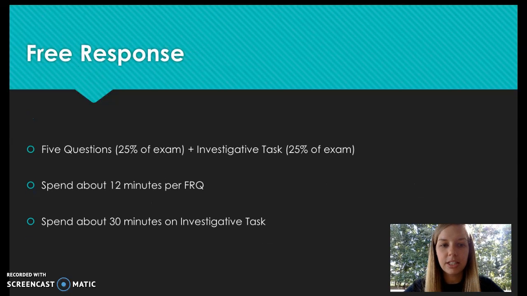Free response. Okay, this gets a little complicated. The free response has 5 questions and then a 6th question, which they call the investigative task. This investigative task is worth 25% of the exam, so it's a pretty important number 6 question. The other 5 are worth 25% of the exam as well, so you can see how much they put on this investigative task. I'll talk more about it in just a second.